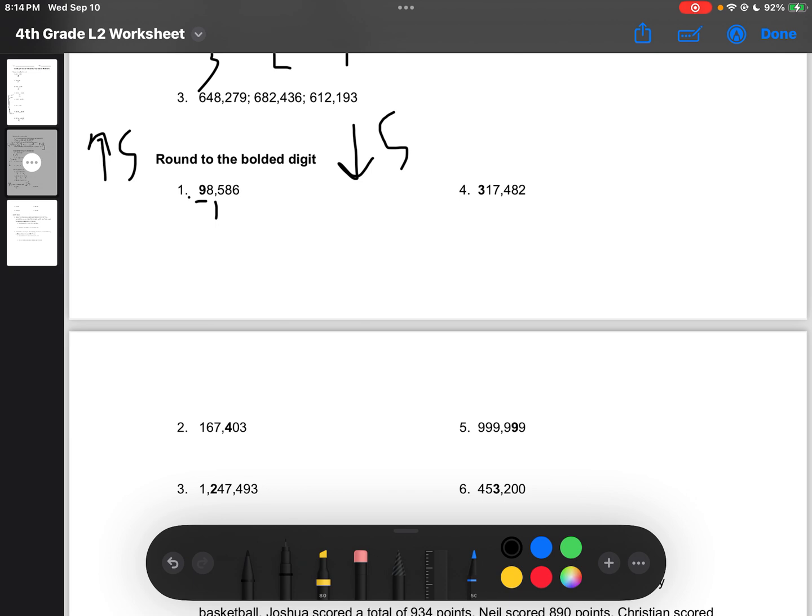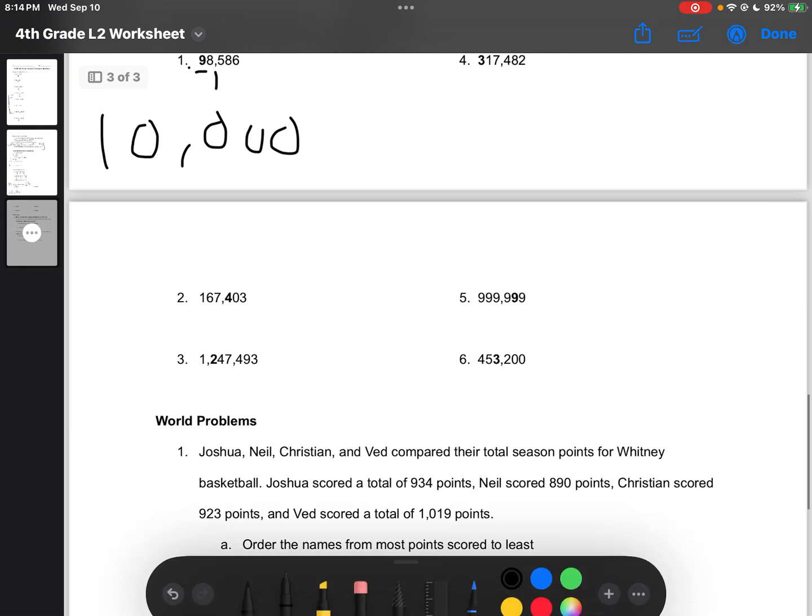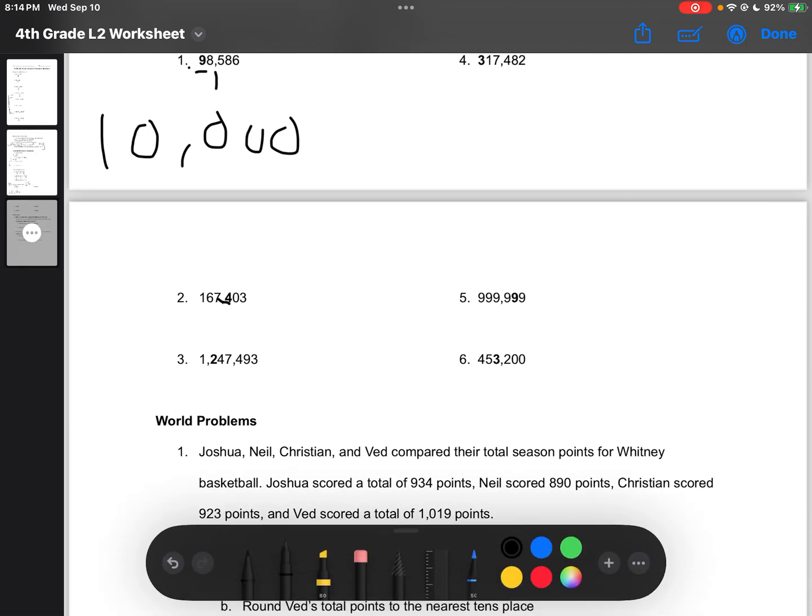Alright, so for number 1, we have 98,586. We're trying to round to the 10,000th place. So we look at the digit behind it and we see an 8. And 8 is greater than 5. So we'll round up, adding 1 to 9. So it'll be 100,000. Alright, number 2, we round to the 4, the hundreds place. And the tens place is a 0, so it's less than 5. So we will be rounding down, so it'll be 167,400.